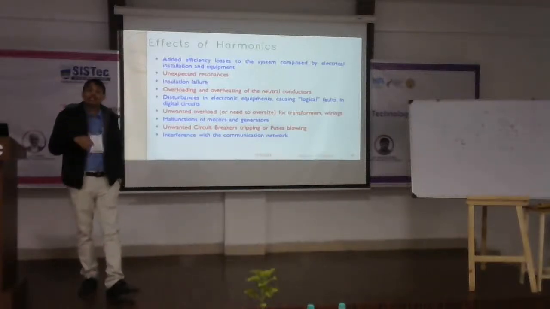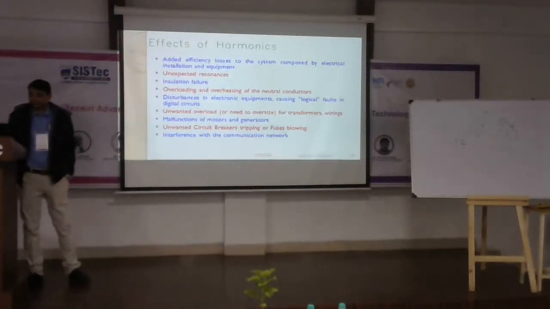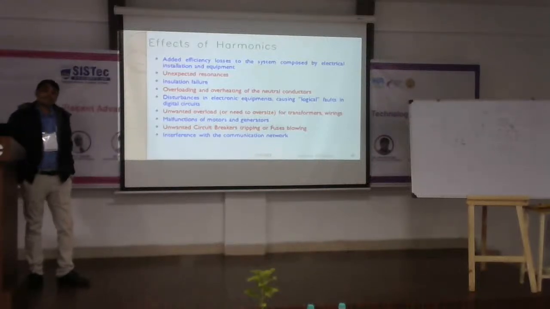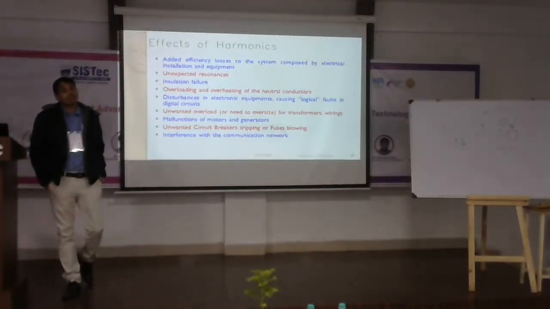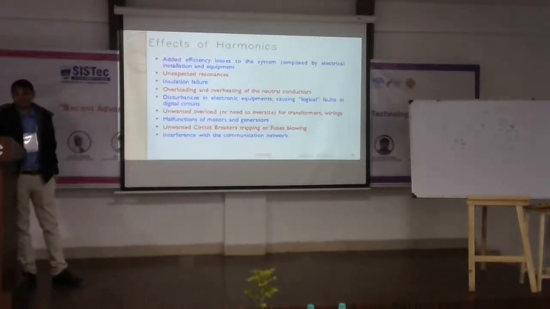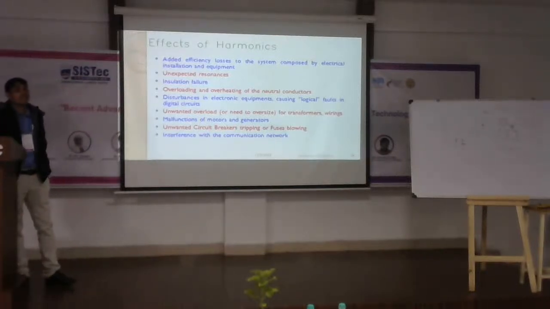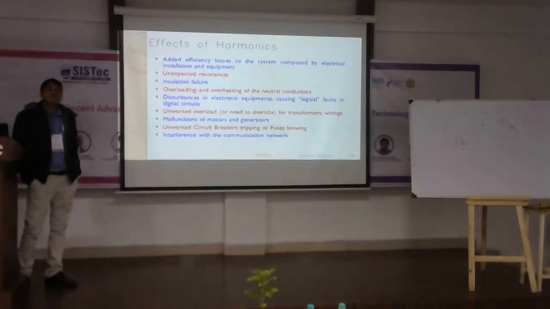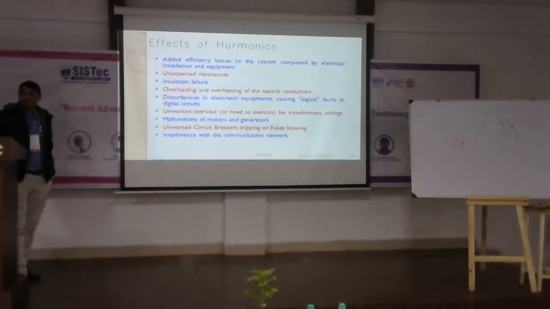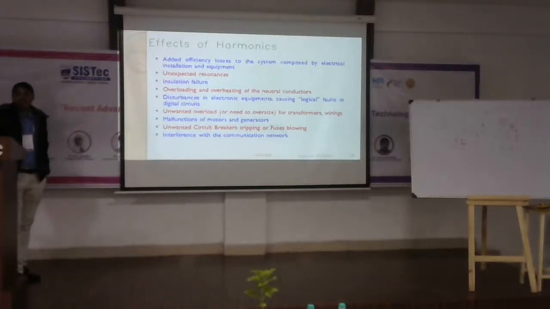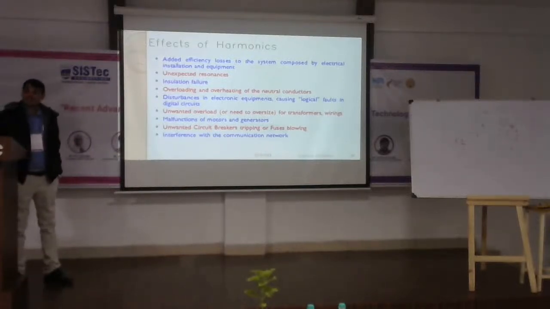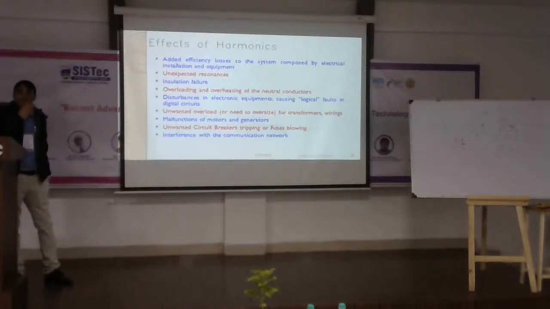When we introduce harmonics in the system, insulation failure will be there if harmonics come in the supply and deteriorate the power quality. Overloading and overheating will be there, and disturbance in electronic equipment causing logical faults in digital circuitry, especially in relay circuitry. That will create a problem when a power quality issue is there. Unwanted overload conditions will be there, and malfunction of motor and generator. Malfunctioning means it will not function as per your requirement.